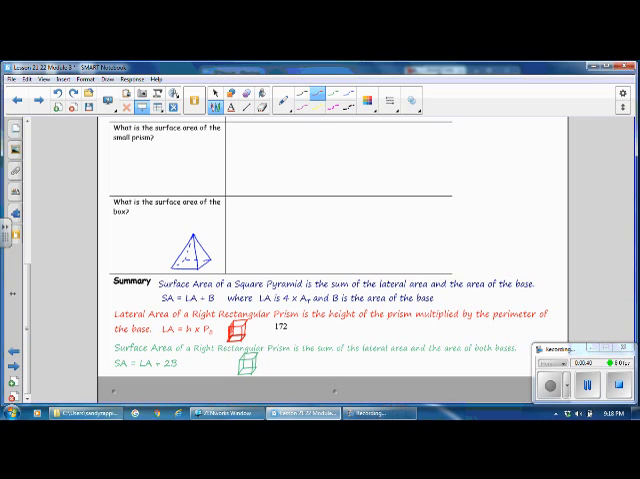Finally, the surface area of the right rectangular prism. And when you're doing the surface area of the right rectangular prism, remember that you are doing the lateral area, which is all 4 sides, plus 2 bases. So the area of the base times 2. The surface area of the right rectangular prism is the sum of the lateral area and the area of both bases.